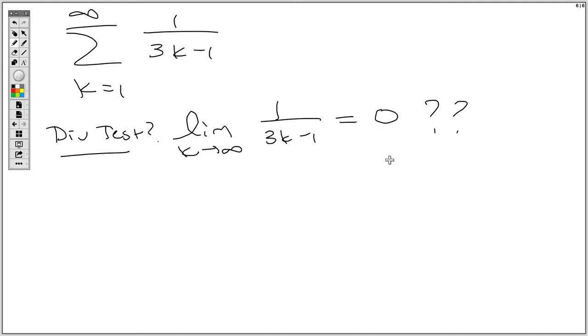So if the limit is not 0, we know that series diverges. If the limit is 0, it may or may not diverge or converge. So divergence test doesn't work. We try geometric series. We're looking for exponential functions. None of those. What about p-series? Is this a p-series?